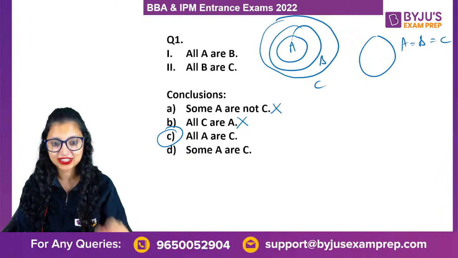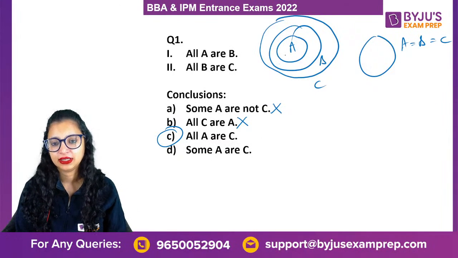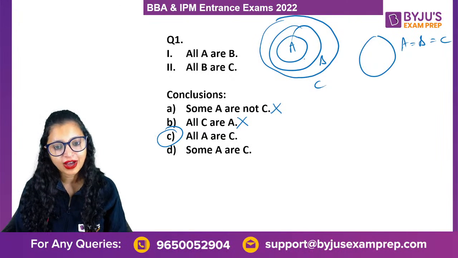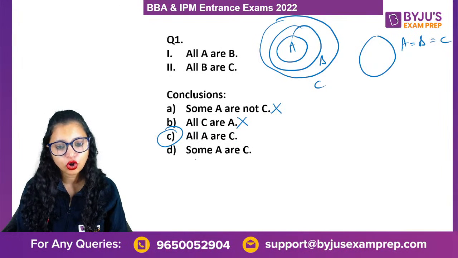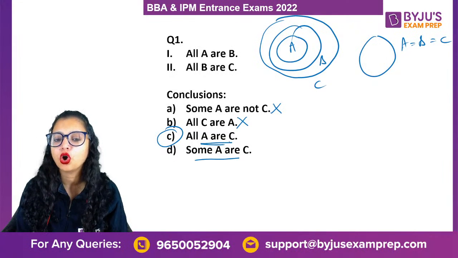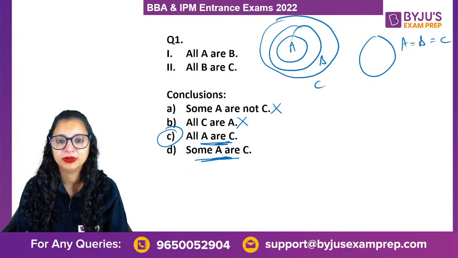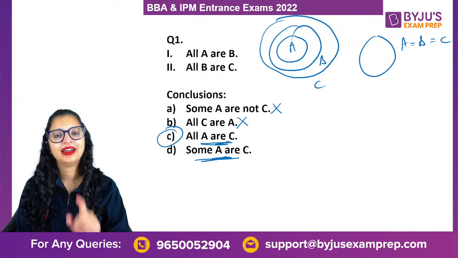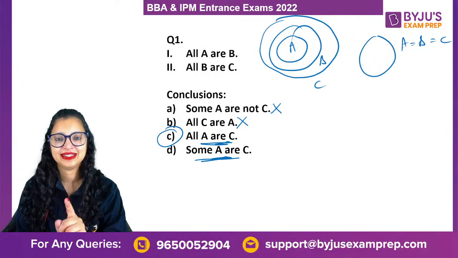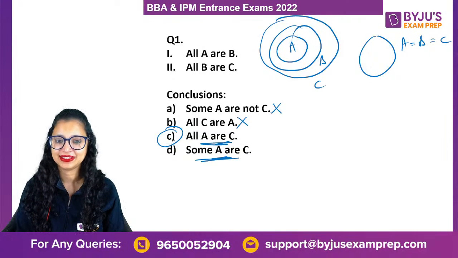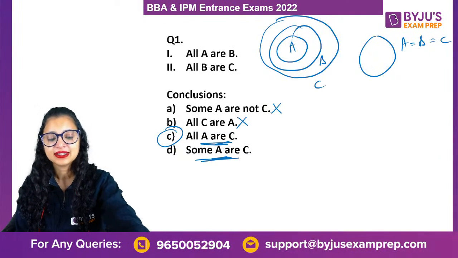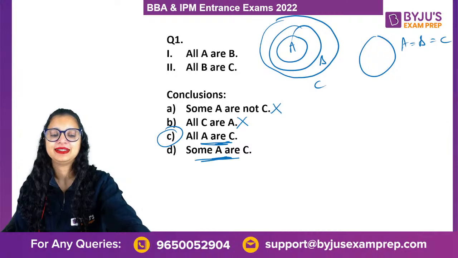Let's have a look at the last one. Some A are C is valid, but instead of some A are C, would you choose all A are C? Yes, you would. That's a sure shot conclusion. This is only a probability. Thus, our correct answer here has to be C. I hope you understand the answers here.